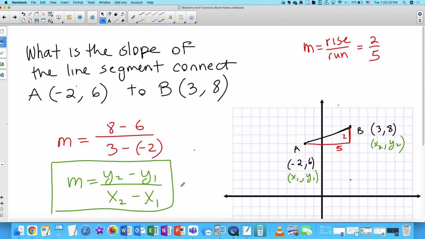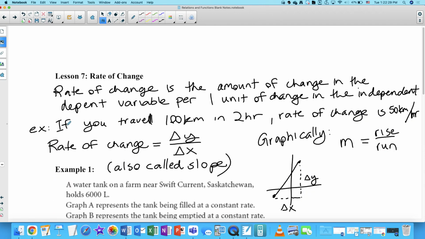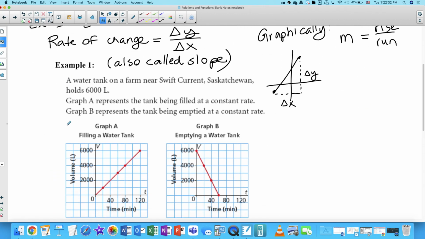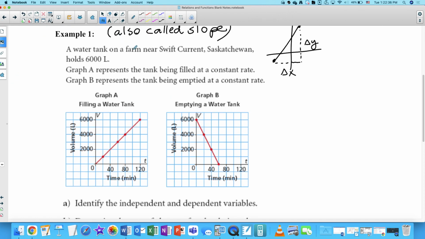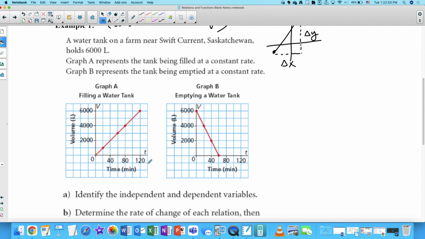Let's look at some examples. A water tank on a farm near Swift Current, Saskatchewan holds 6,000 liters of water. Graph A represents the tank being filled at a constant rate, and graph B represents the tank being emptied at a constant rate. First we're going to identify the dependent and independent variables, and then we are going to determine the rate of change of each relation and what it represents.